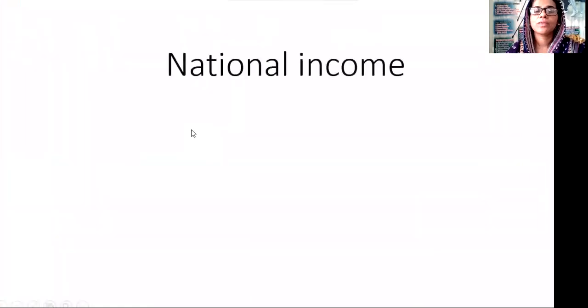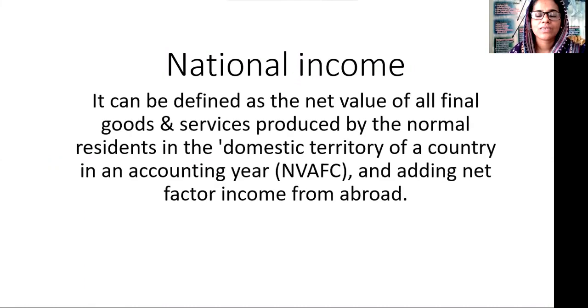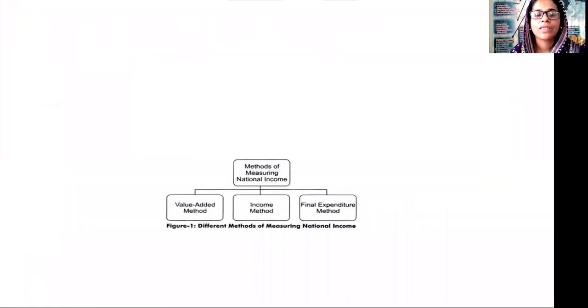So today's topic is national income and basic concepts related with national income. As you know, national income can be defined as the net value of all final goods and services produced by a normal resident in the domestic territory of a country in an accounting year, adding net factor income from abroad. There are three methods for calculating national income, that is value added method, income method, and expenditure method.